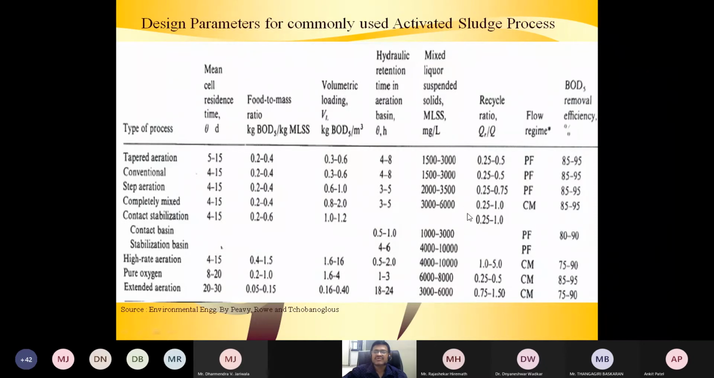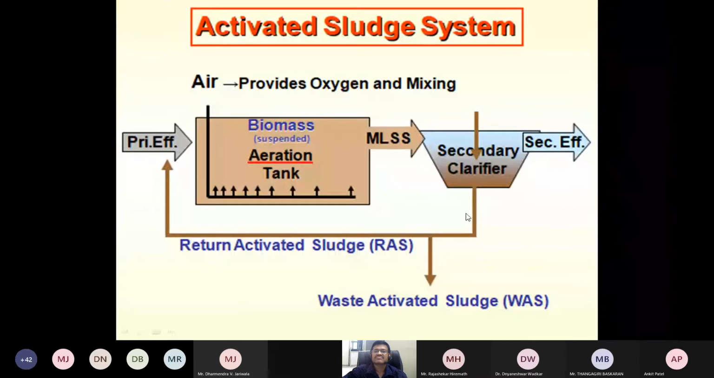Here, if you see, whatever the waste activated sludge is there, some sludge is recycled, and all the other waste activated sludge we have to manage, either by sludge digestion or some other methods. So this waste sludge will be generated. But in extended aeration, we are recycling the total sludge, so no waste activated sludge is generated.